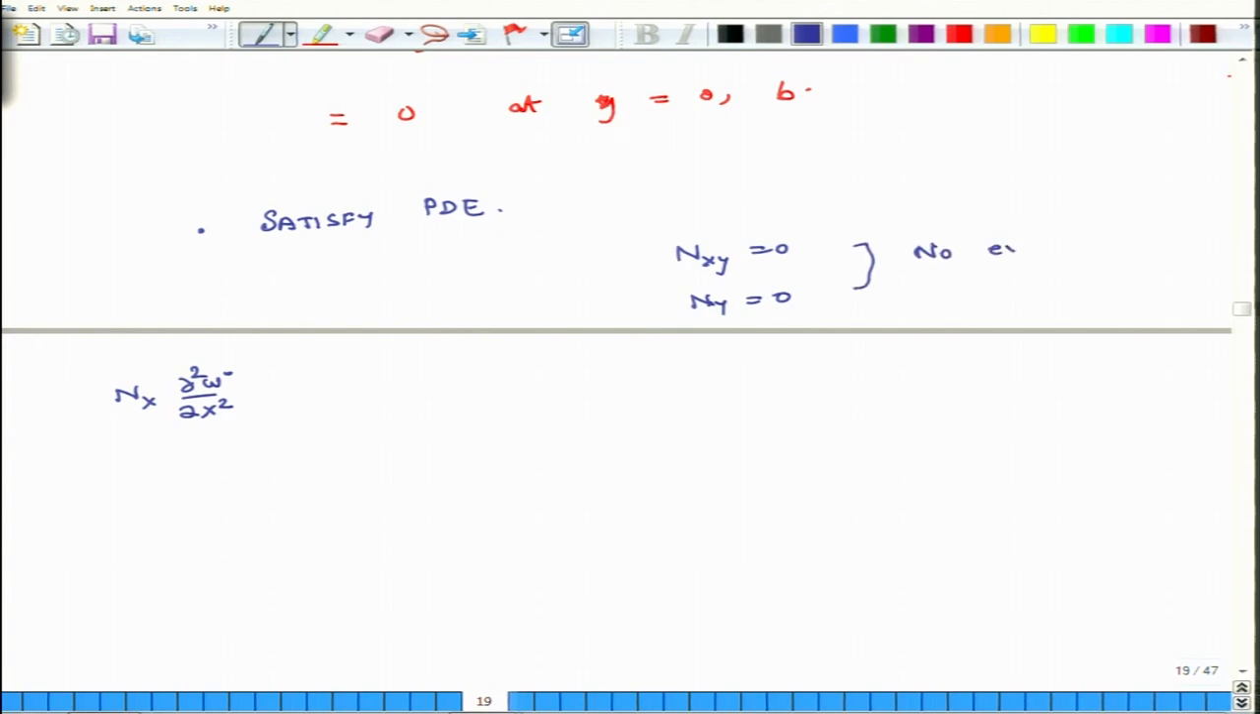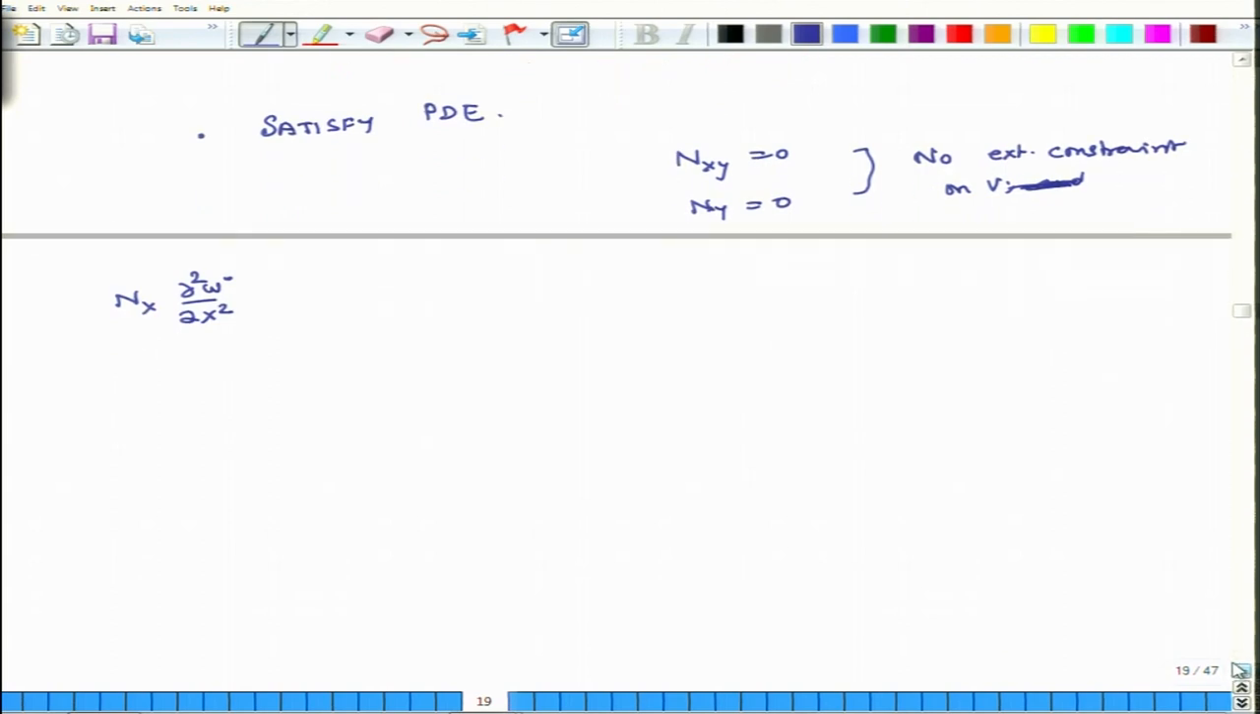no external constraint on v. If v had been constrained, then these would have gotten generated. So, because of the way we have defined the problem, Nxy and Ny are going to be 0. So, only the Nx term is going to be there.